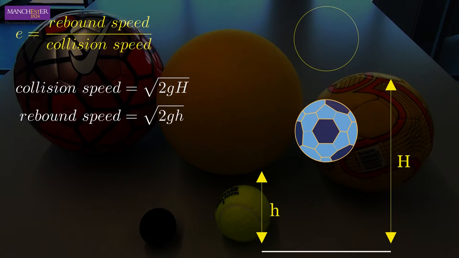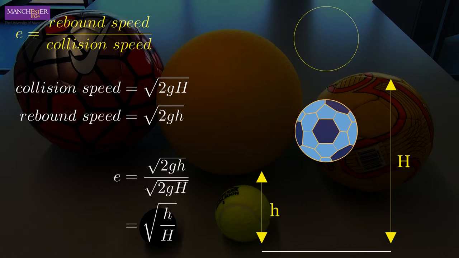Our coefficient of restitution is the ratio of the rebound speed to the collision speed. So that's root 2g little h over root 2g big H. The root 2g's cancel, and we get root little h over big H.